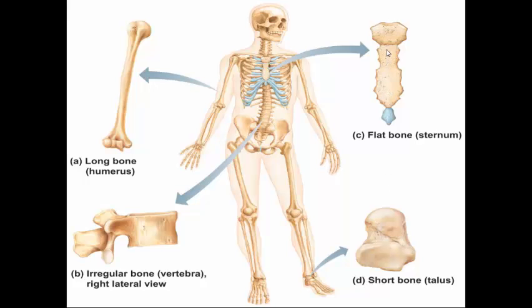Flat bone, example would be the sternum, right here. Very flat, very broad-like. Also, the parietal bone of the skull right here, very broad, very flat-like. And the vertebrae would be irregular. It's not short, it's not long, it's not flat, it's just weird looking. So it's called irregular.